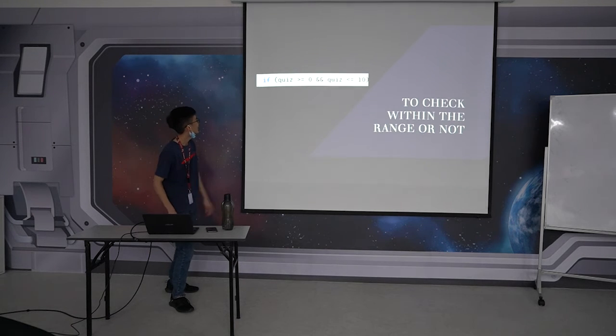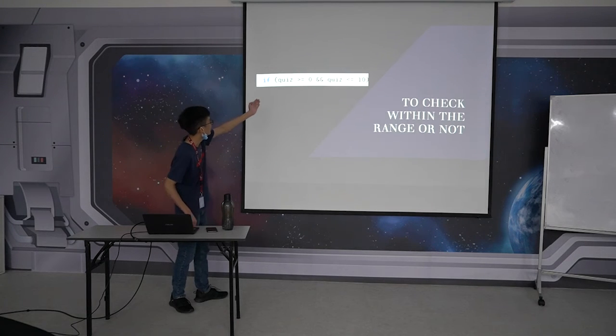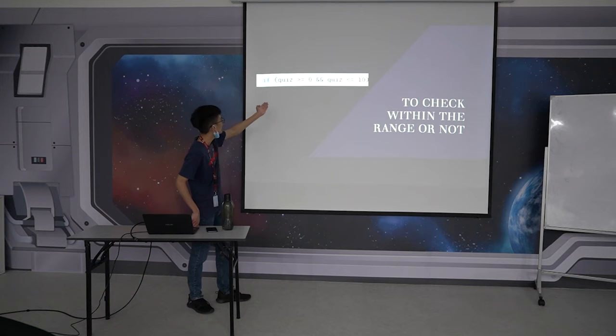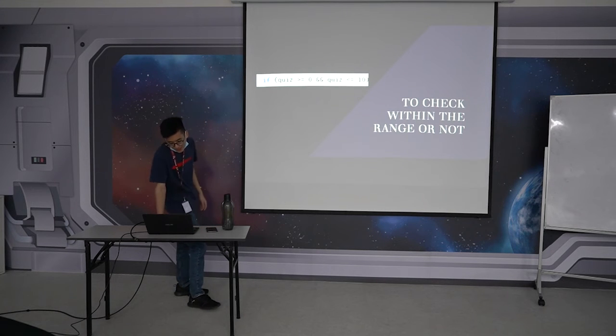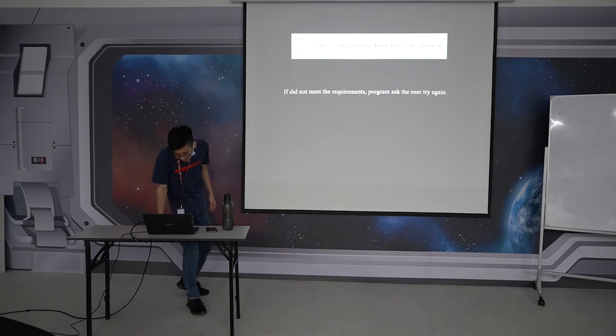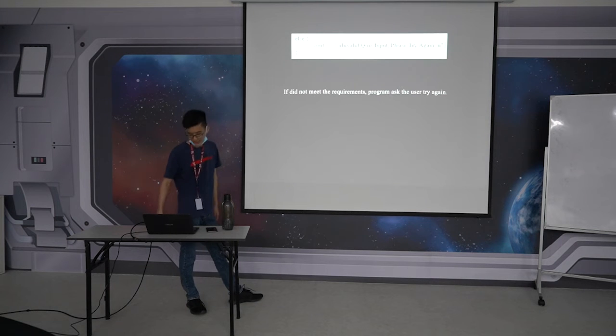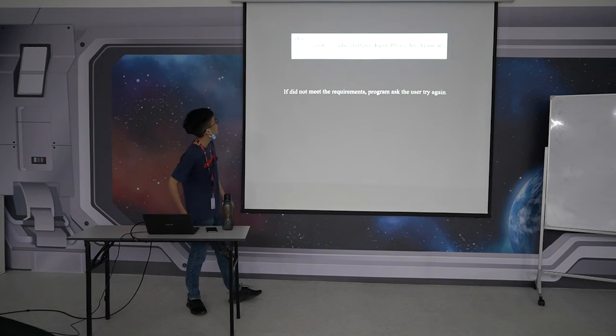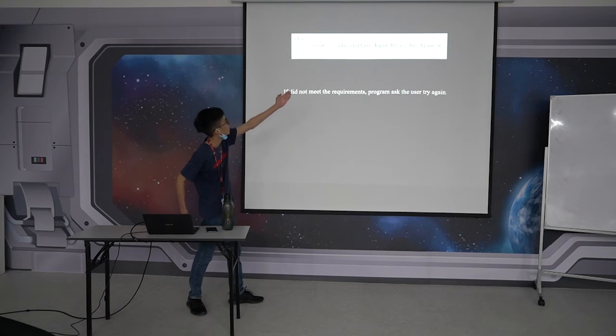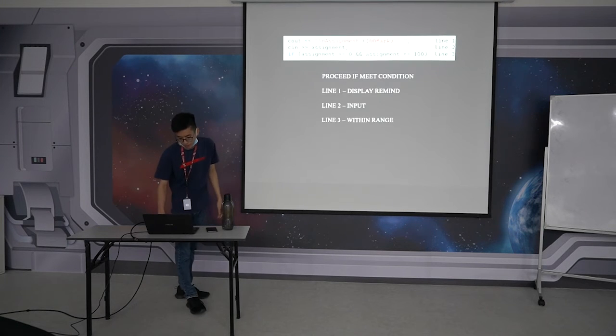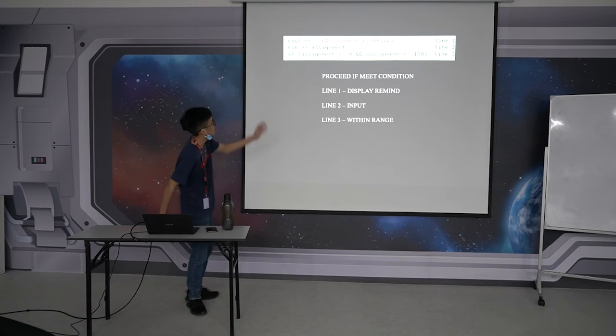After that, it will come to this. It will check whether the quiz value input by the user is within the range of 0 to 10. If it does not meet the requirement, the program will ask the user to try again by cout: invalid quiz input, please try again. So this one is the next condition.